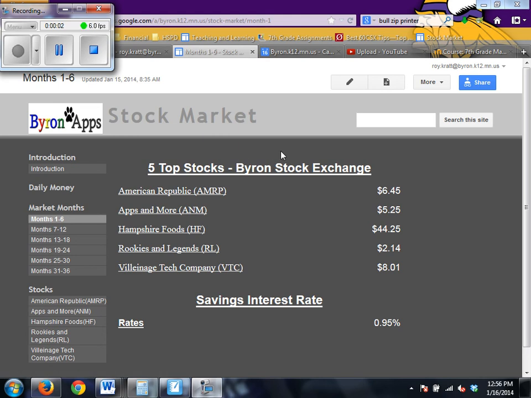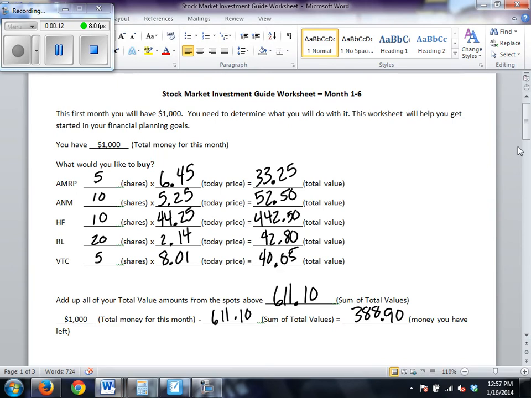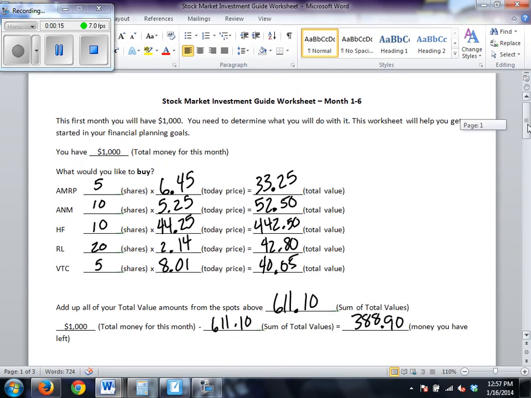After you have taken some time to research your stocks and you have a pretty good idea of what you would like to buy, now is time for us to flip over to our worksheet. Okay, so you actually want to start on the second page of the worksheet where it says month 1 through 6 on the top. And what we'll do here is obviously every month we're going to give you $1,000.